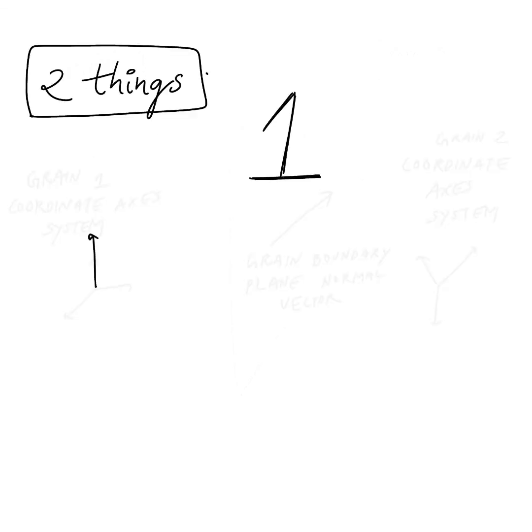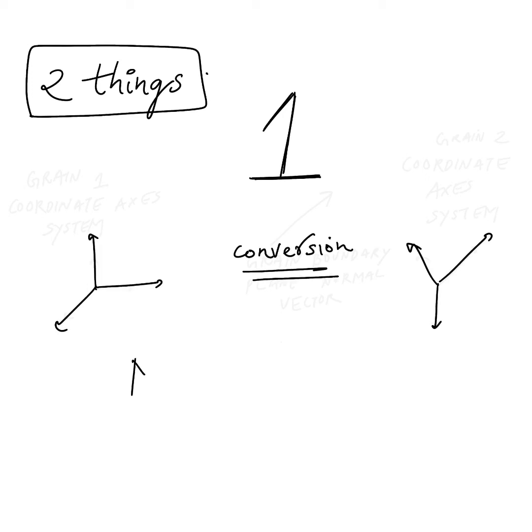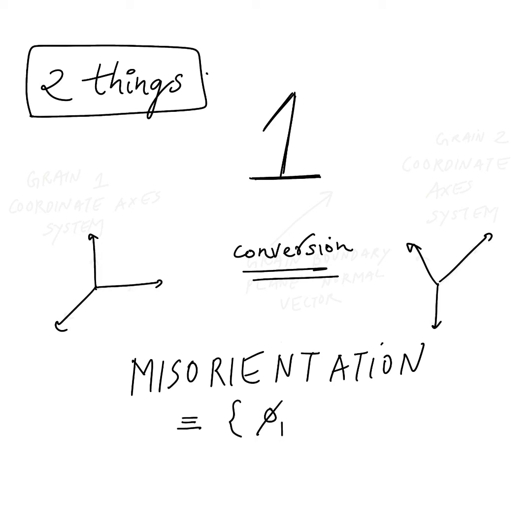So, we need variables to represent these two things. One is the coordinate axis system misorientation. Now that misorientation is itself a very deep subject, but what it basically entails is how you need three angles to convert any vector in coordinate axis system of grain 1 to coordinate axis system of grain 2.